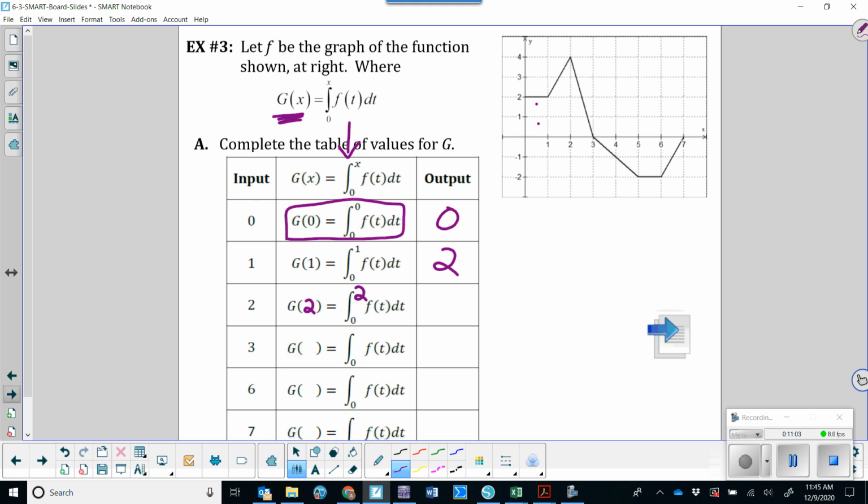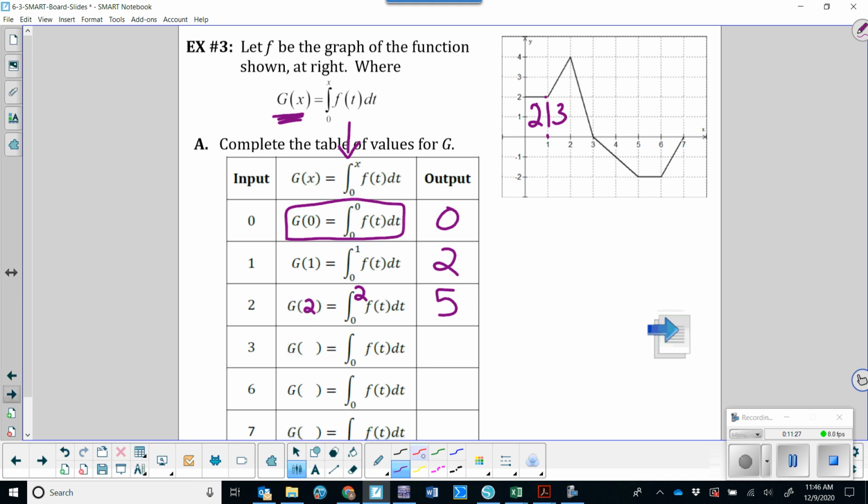Well, I already have the answer from 0 to 1, so I only need to add to that the area from 1 to 2, which you should be able to easily see is 3. If you need help with that, that's another thing to work on. That one was 2, so I'm going to have the previous 2 plus the 3 I just added, which is 5.